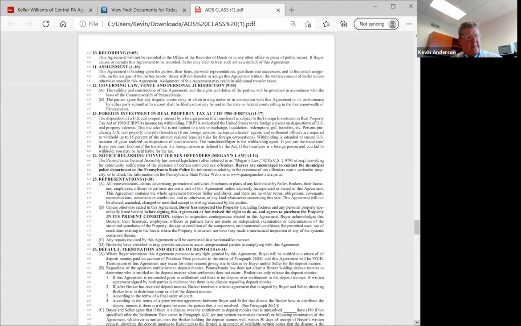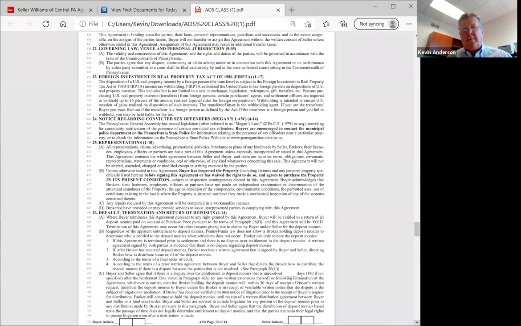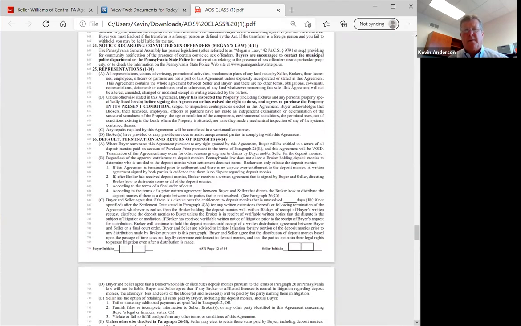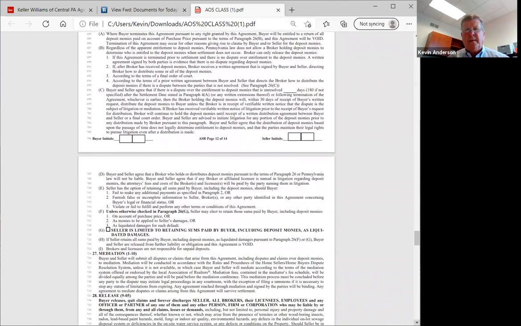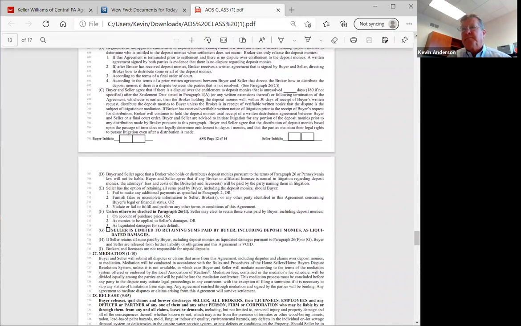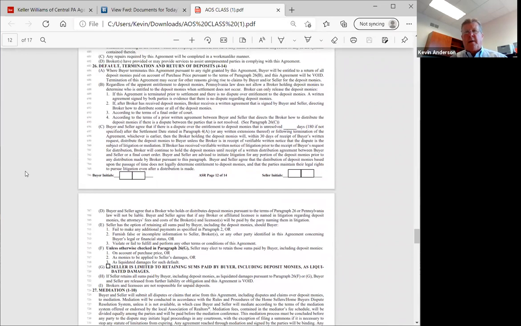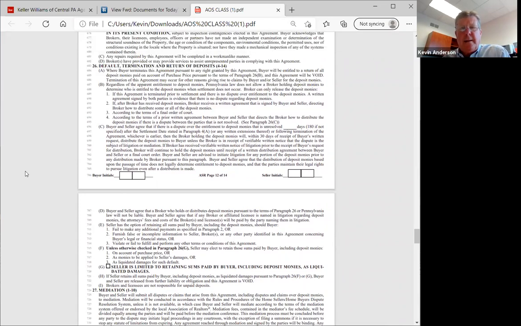On all representations, the buyer did not rely solely on an ad they saw or something else, but they actually inspected the property before signing this agreement, or has waived the right to do so and agrees to purchase the property in its present condition. Okay. Default, termination, return of deposit. We have had, I don't know, more discussions and more activity on this paragraph of the agreement of sale than I remember ever having.